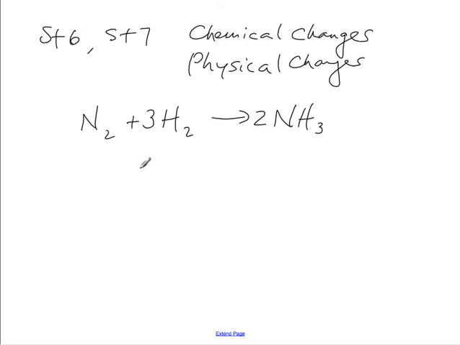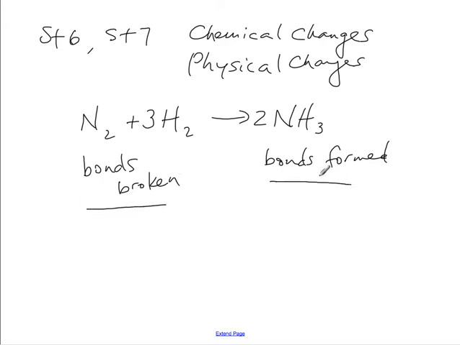Now, what's happening during this reaction is chemical changes. And so what is a chemical change? What's happening is on this side of the equation, the reactant side, bonds are broken. In other words, we basically have to pull apart the nitrogen from itself and the hydrogens from itself to create the ammonia, or the NH3. And so what happens on the right-hand side is bonds are simply formed. Okay? And this is the essence of a chemical reaction. We're breaking bonds and we're forming new ones. So that is what a chemical change is.